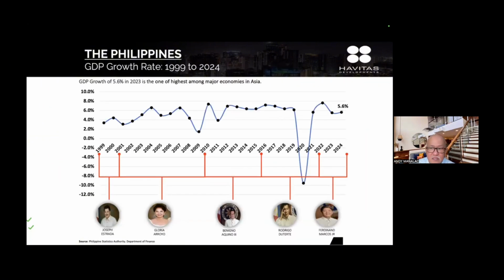Ito pa, the GDP growth rate. Of course, in 2020, we know this, we experienced a 2020 dip, but we were one of the fastest in the world to recover. Why? Because our economic fundamentals were very, very strong and stable.